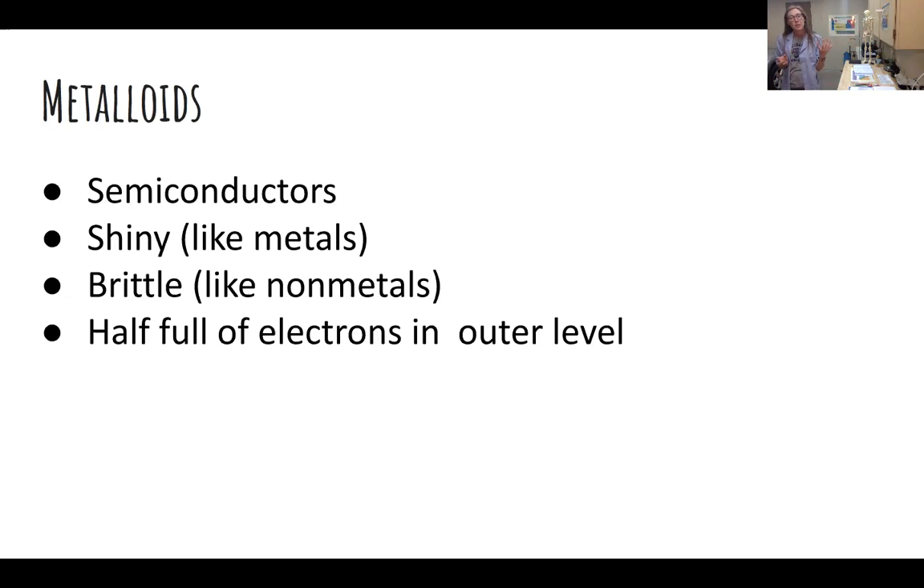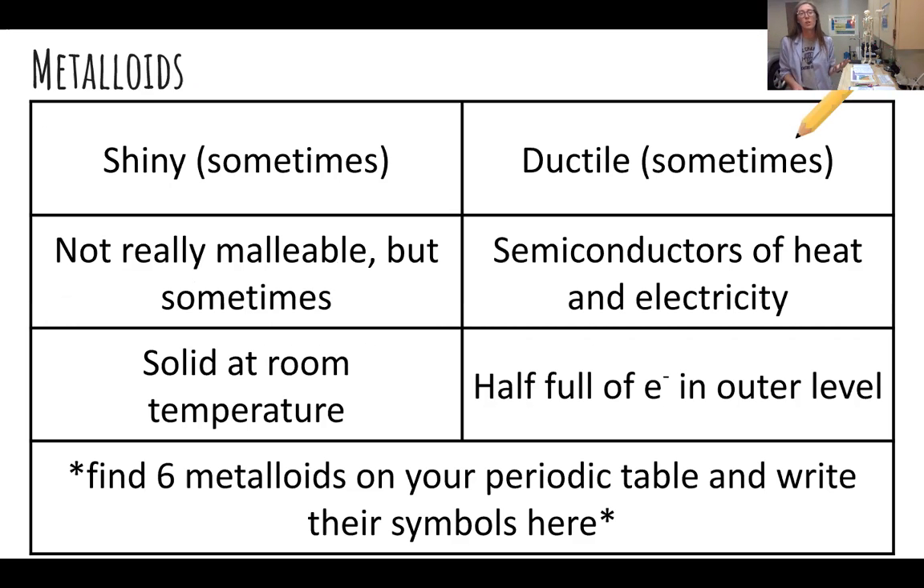These guys, for the most part, tend to be semiconductors, meaning they're okay at conducting. Some of them are shiny. Some of them are very, very brittle. They have about a half-full outer shell. So in some ways, they're very similar to metals. Some ways, they're very similar to non-metals, but they're really just this weird in-between mysterious group. So as a whole, we'll say that they are sometimes shiny, sometimes ductile, sometimes malleable, but not really. They're mostly solids at room temperature. They're sometimes good conductors. They're hard to describe. But a big takeaway for us here that we'll discuss in greater detail next week is this idea that they have a half-full valence electron shell, which makes them pretty special and kind of cool.